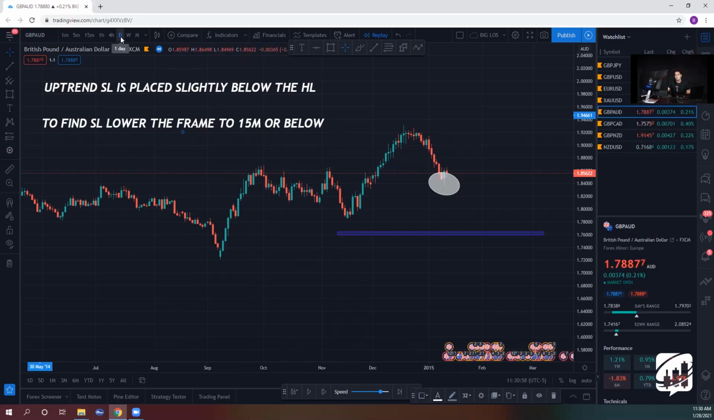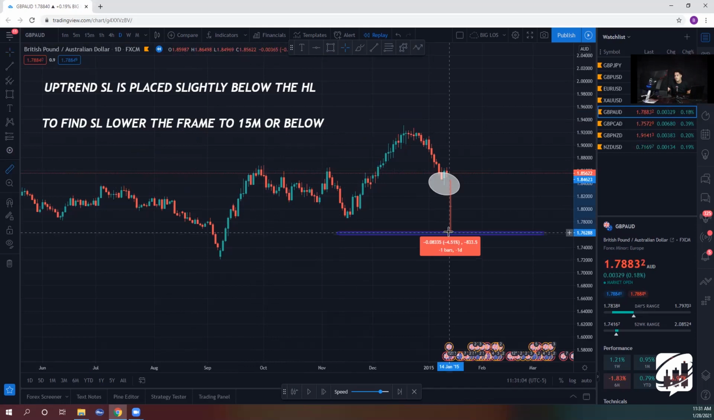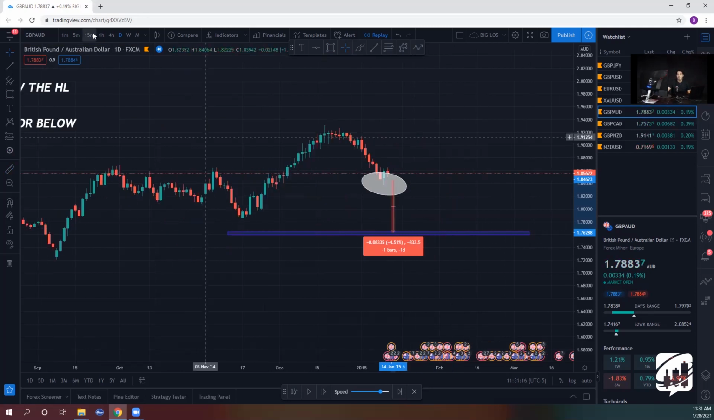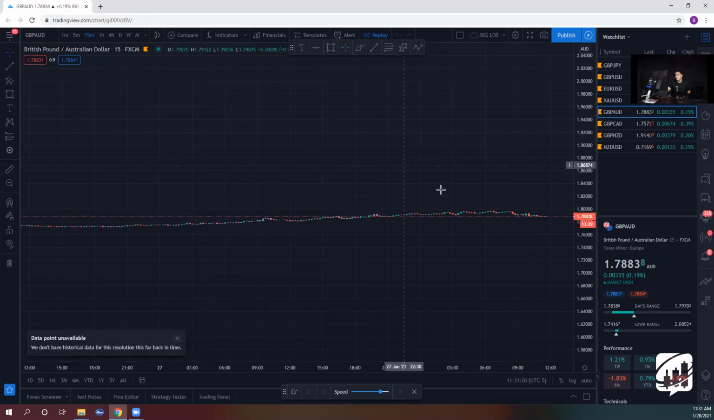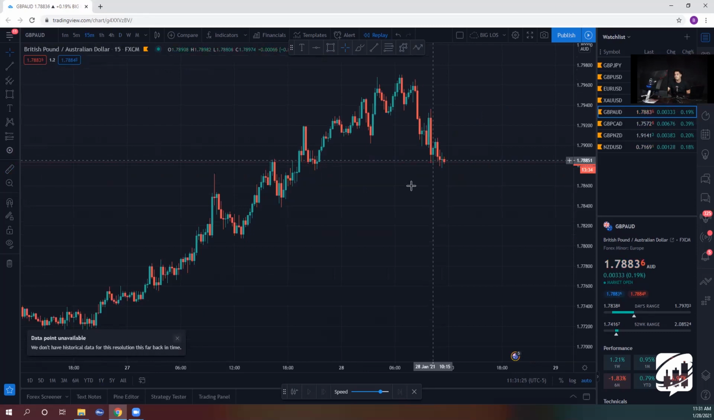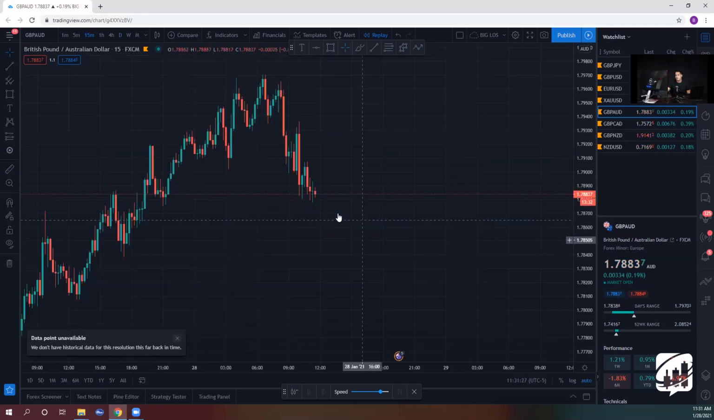I did this on purpose. Right here we're on the day time frame, and we entered up here. Look at our stop loss: 833 pips. I don't know about you, but I'm not trying to risk 833 pips. That's way too big. So scroll down to the 15-minute time frame, and from there find the previous lower high.